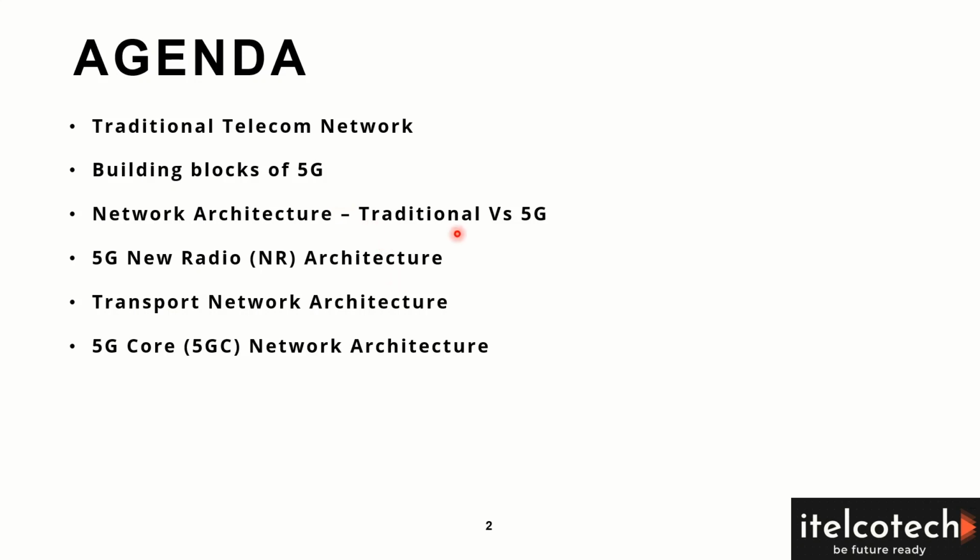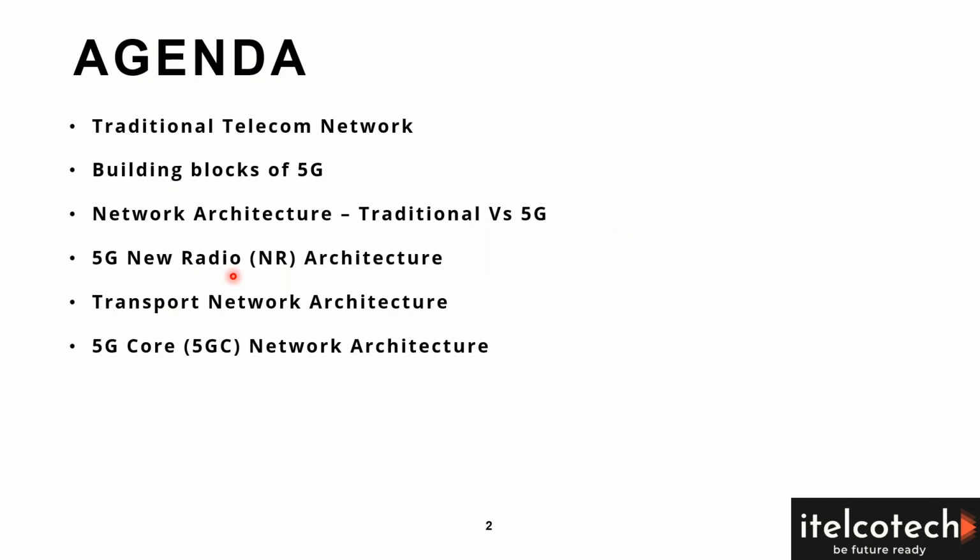Then we'll look into how the overall architecture is different for 5G as compared to the legacy technology. We are taking an example of 4G here, so that will give a brief idea. Whosoever is working in the legacy technology today can easily correlate what things are going to replace the traditional network and how things will look with the 5G infrastructure.